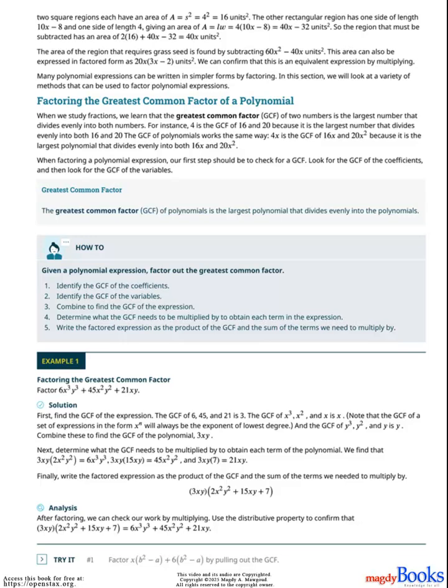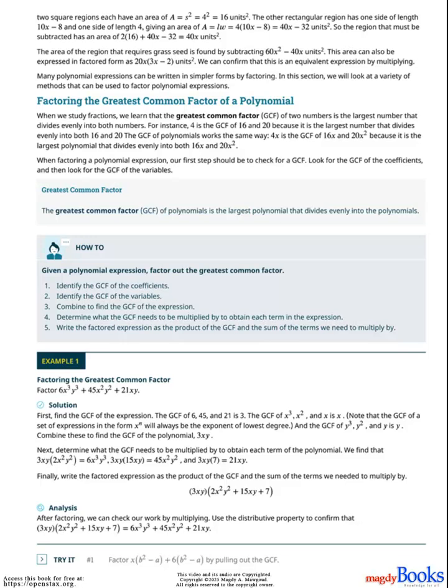Note that the GCF of a set of expressions in the form x to the power of n will always be the exponent of lowest degree. And the GCF of y cubed, y squared, and y is y. Combine these to find the GCF of the polynomial, 3xy. Next, determine what the GCF needs to be multiplied by to obtain each term of the polynomial.